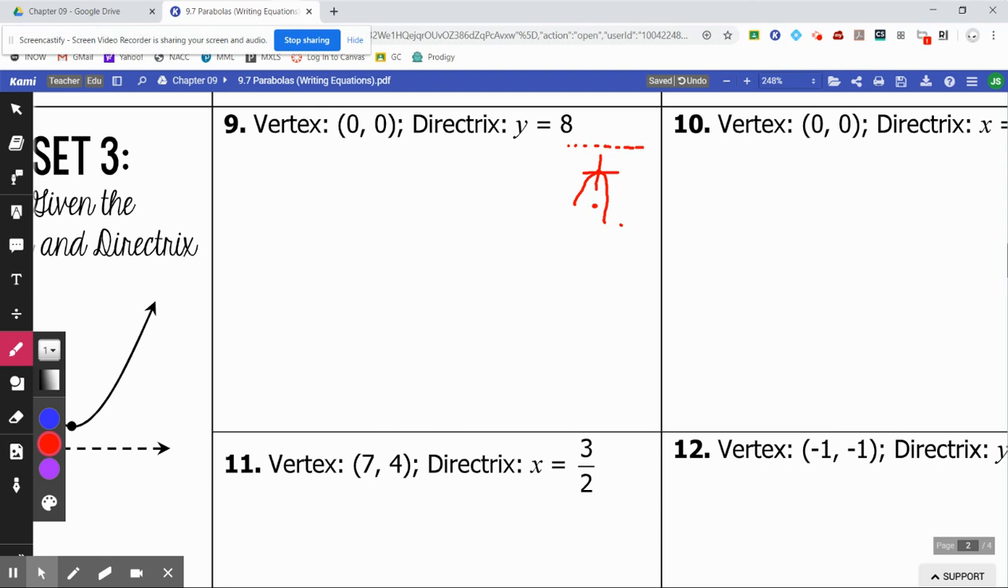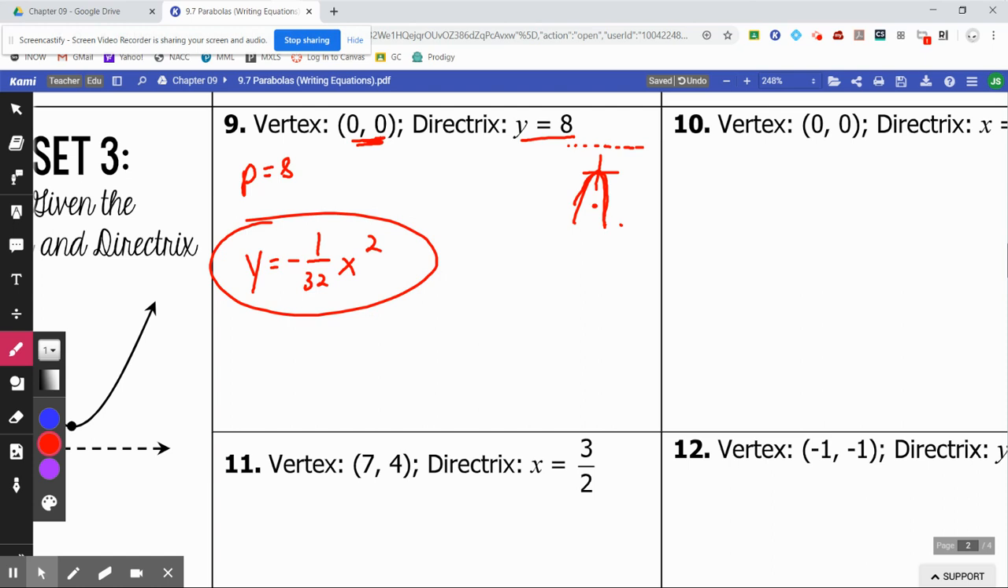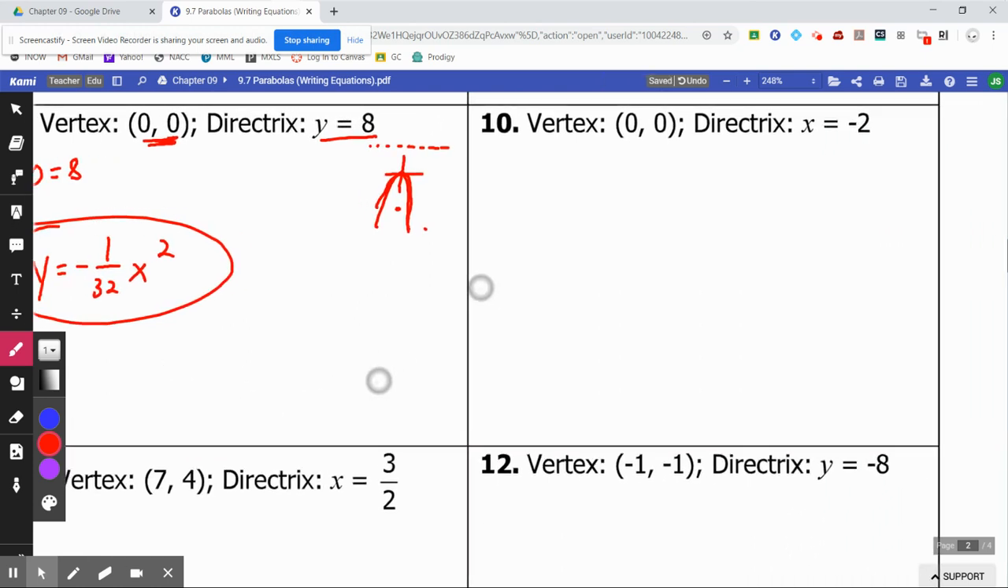So therefore, 1 over 4p, we got to make sure is negative. The distance from our vertex to our directrix, which we can look at our y value here, 0 to 8, that's going to be our p value of 8. Since it opens down, that's going to be a y equals parabola. 1 over 4p does need to be negative to make it open down. That's going to be 1 over 4 times p is 32. We have x stuff, and since we have not translated this, we don't need any parentheses. We can just put x squared, and there's not going to be any addition or subtraction. That's it.